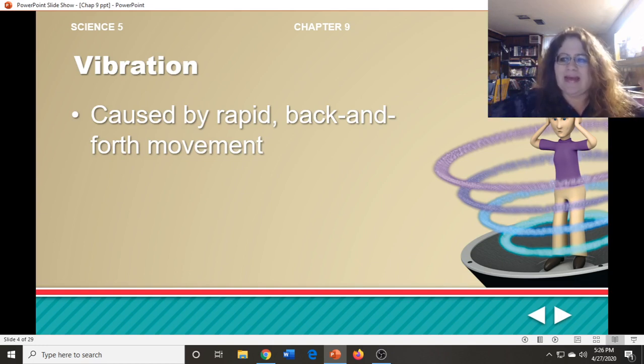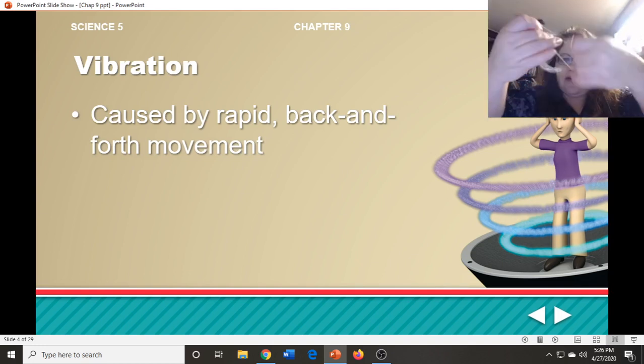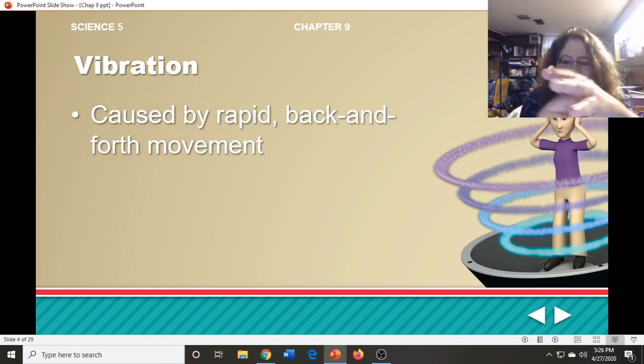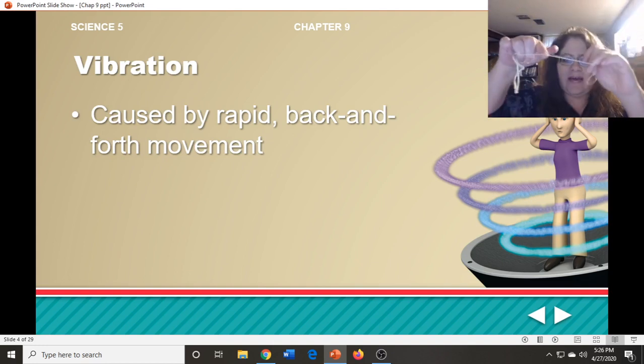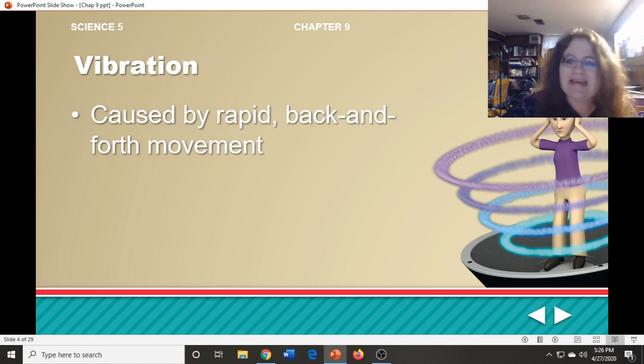Demonstrate it with a rubber band. Not ideal, but you can kind of see it. So I hold the rubber band like this, and then I gently flick the rubber band. You can see the rapid back and forth movement, vibration. If you play a stringed instrument, I know some of you do, when you pluck the string, it vibrates, and that's what gives you the sound.